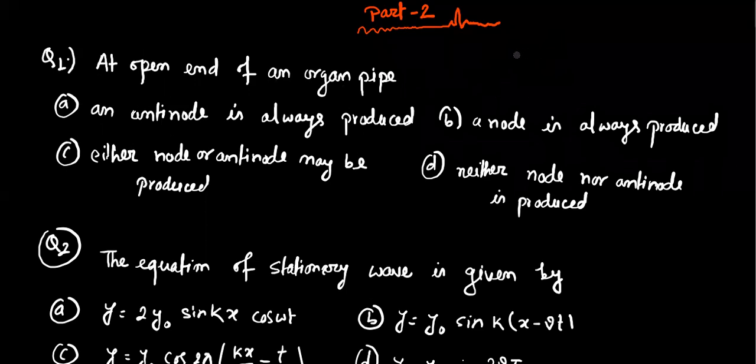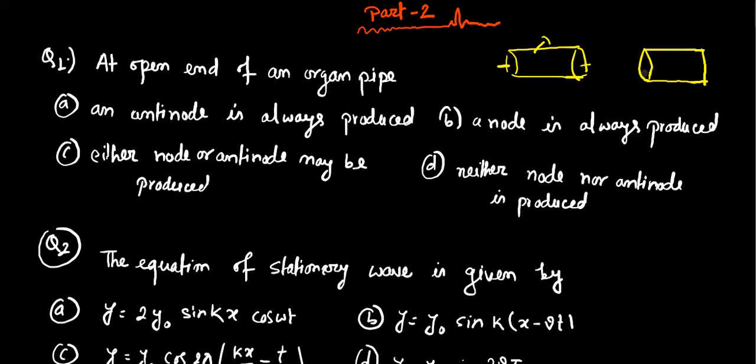As we know, there are two types of organ pipes. One is the open organ pipe having both ends open, and another is the closed organ pipe, which has one end closed. So this is a closed organ pipe. This question refers to the open end. For an open organ pipe there are two open ends, and for a closed organ pipe there is a single open end. So we just have to analyze what is formed at the open end.